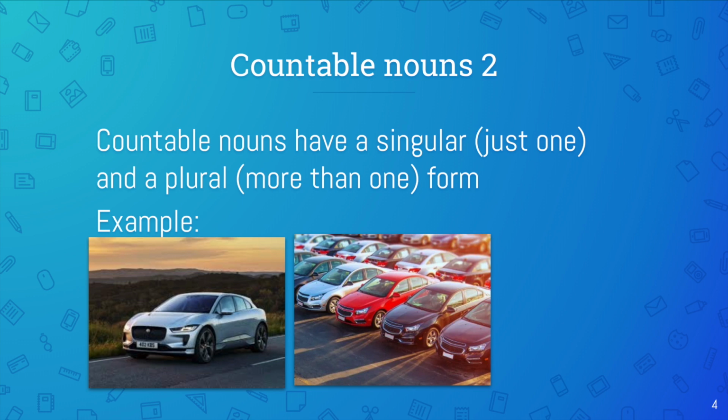Now, countable nouns, like I said, they have a singular and a plural form. This is important to know because you change the way you say the word if it's plural. For example, in the first photo, there is one car, but in the second photo, there are many cars. You add that S if it's the plural form.